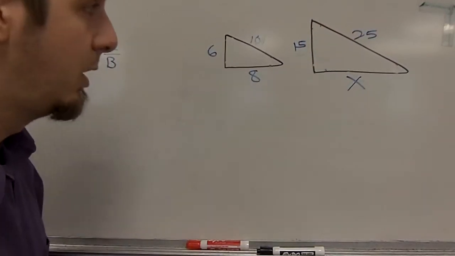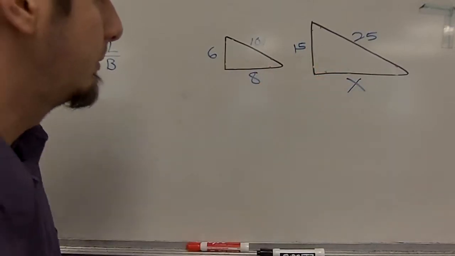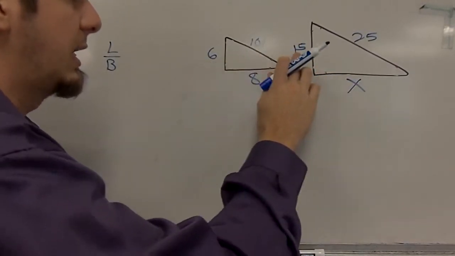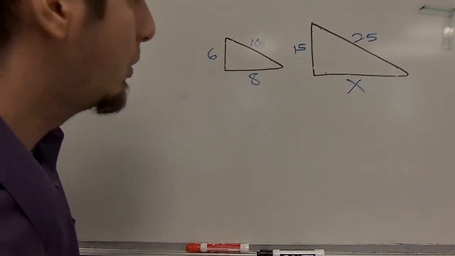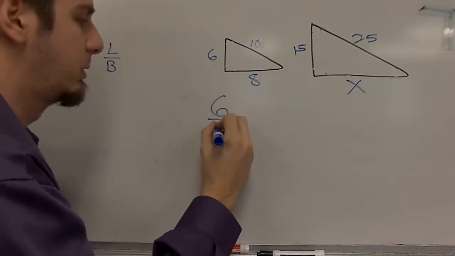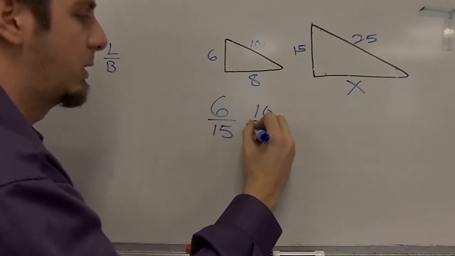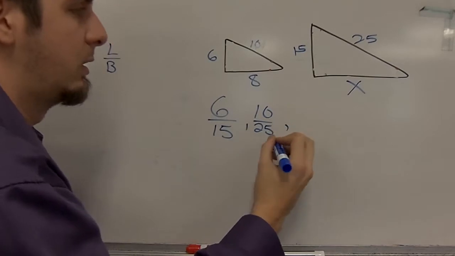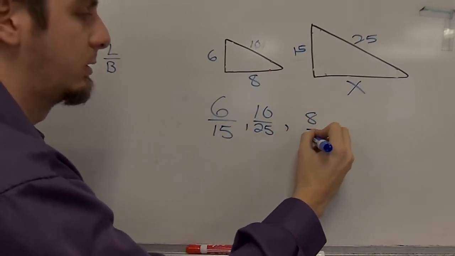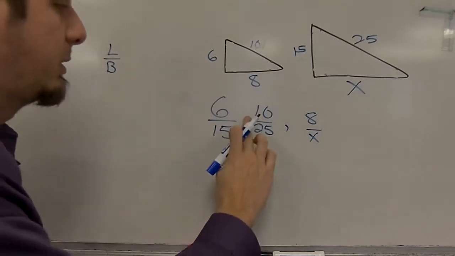What do I do? Well, if it states in the problem that these two triangles are similar, then what you're going to do is set up your corresponding sides in their ratio or fraction form. So 6/15, 10/25, and 8/x.